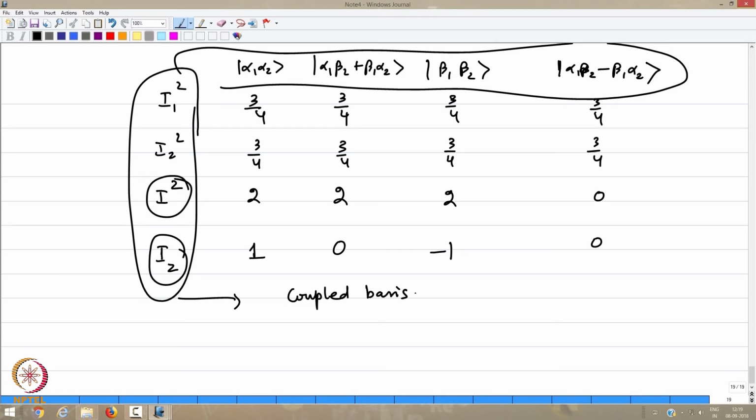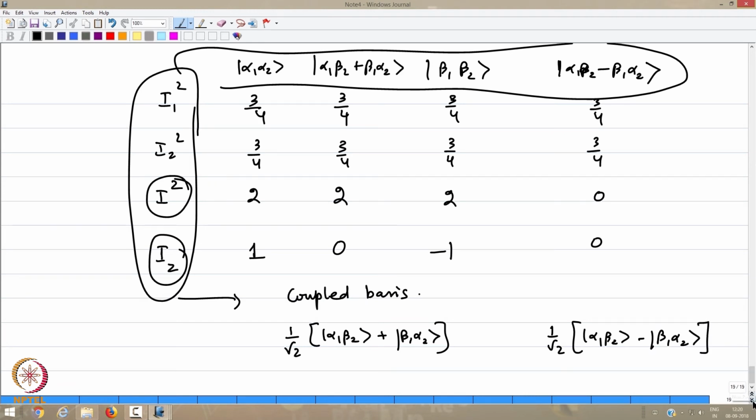One last statement: these states have to be normalized, and since these states are orthogonal to each other, the normalization simply means that the state is now 1/√2 (alpha 1 beta 2 plus beta 1 alpha 2). That is a normalized state, and the state 1/√2 (alpha 1 beta 2 minus beta 1 alpha 2) is also a normalized state. Therefore, we have the labels now.